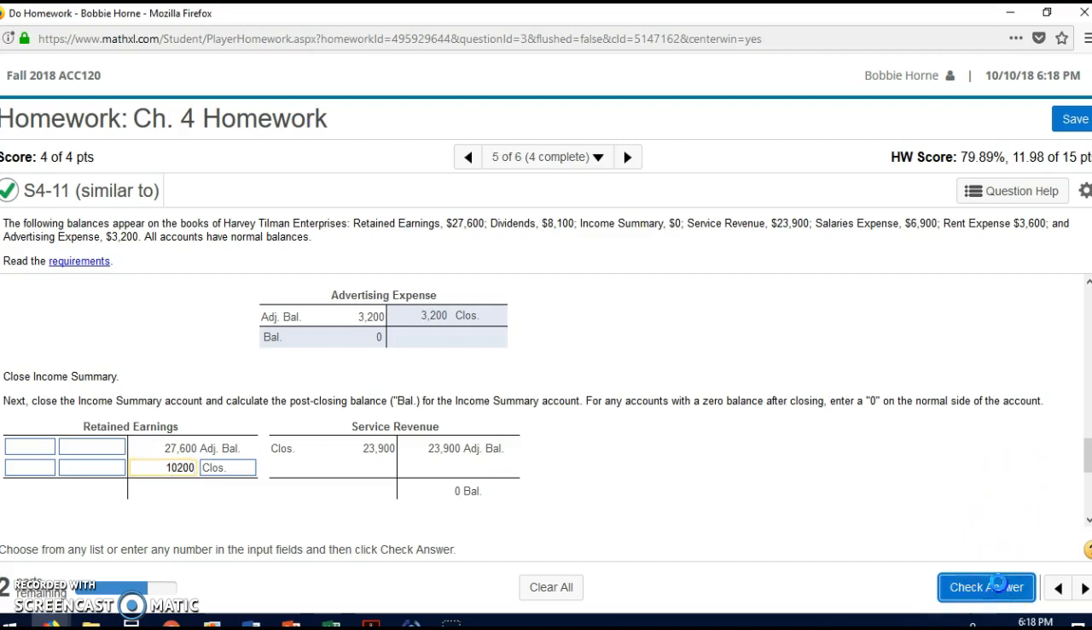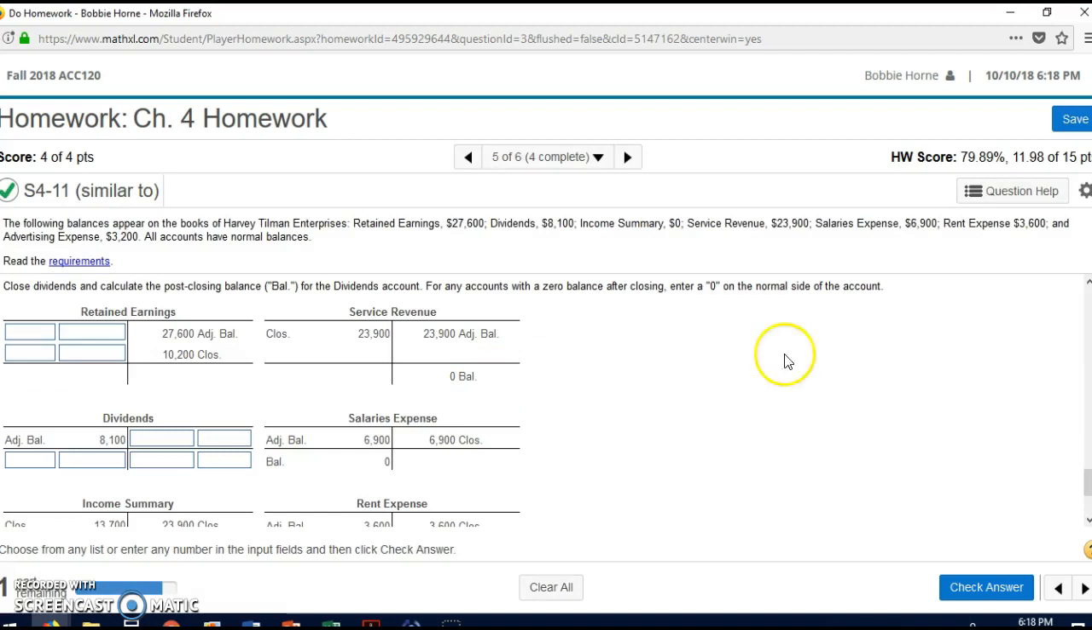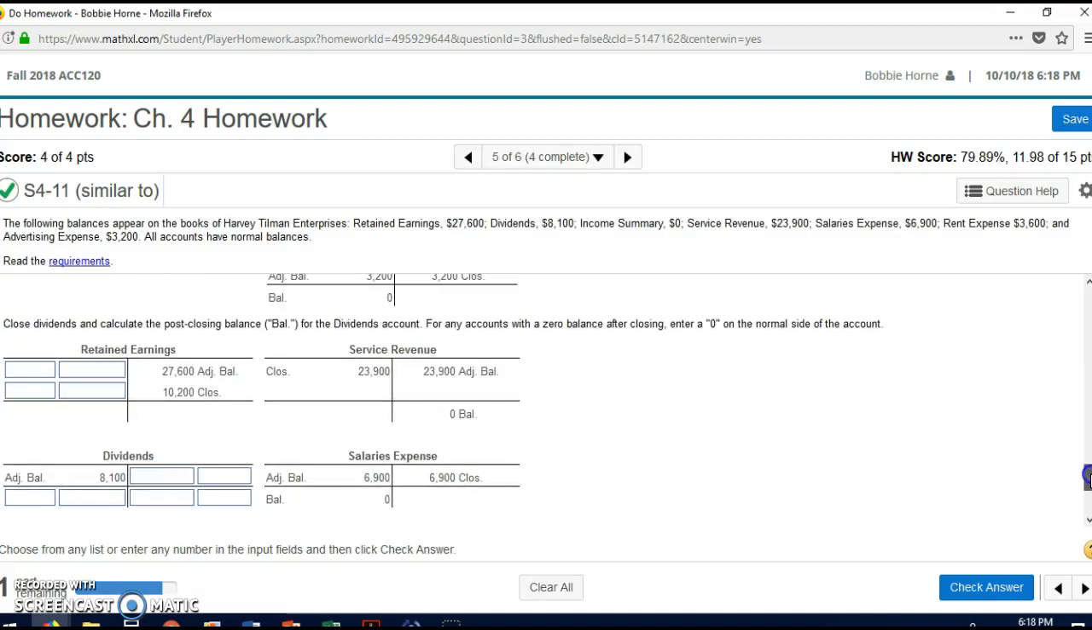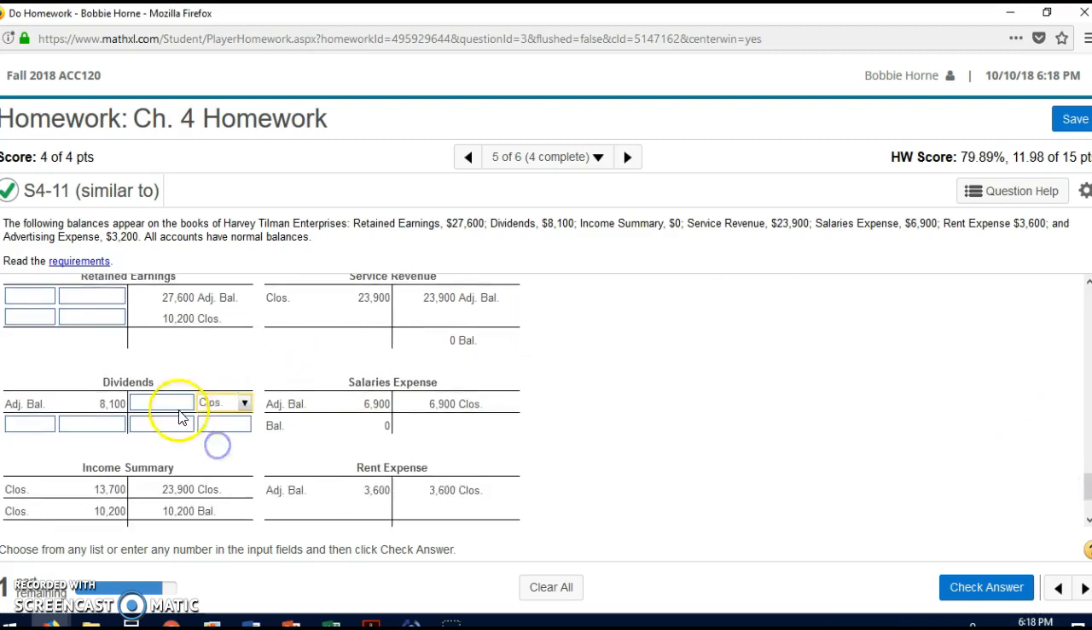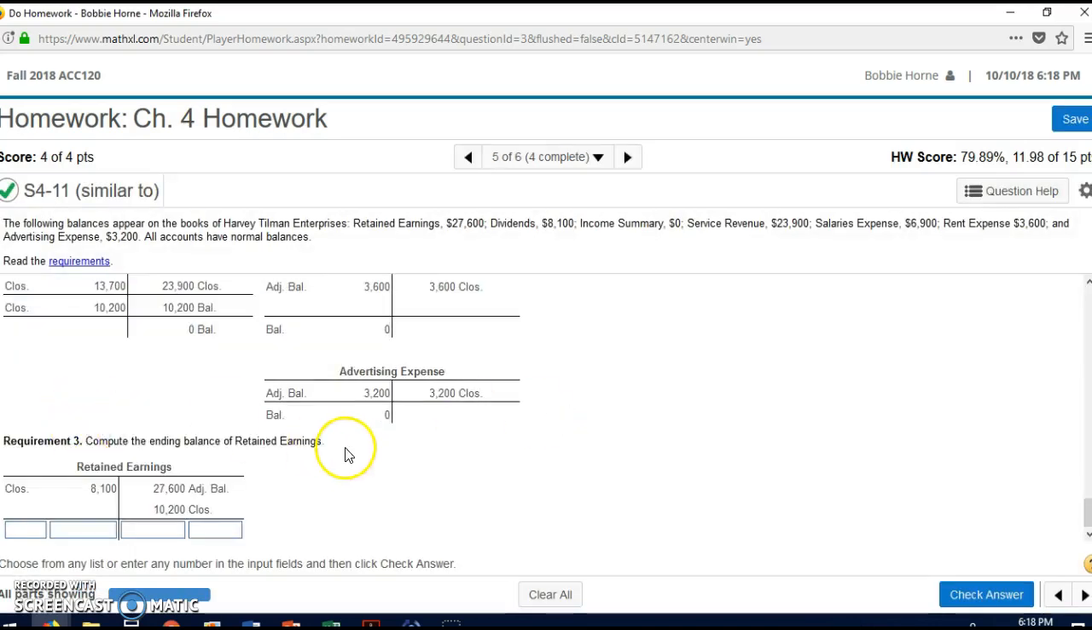So let's check it. Okay, then the last step is, it says close dividends and calculate the balance for the dividends account after you close it. So let's close dividends. So it's 8,100. And now the balance is zero, and we just credited it, so we have to debit retained earnings for 8,100. And then finally, figure out the balance of retained earnings. So we're going to do 27,600 plus 10,200, which would be 37,800, and then we're going to do 37,800 minus 8,100, so that would be 29,700.